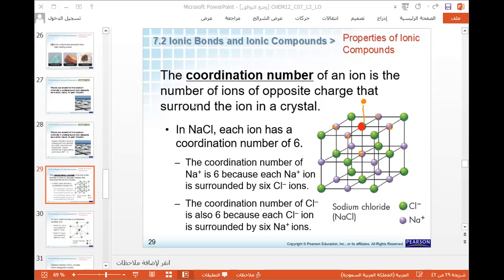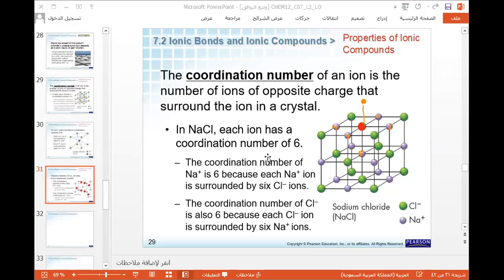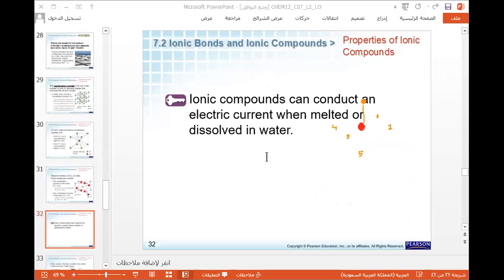Now, I want to ask you a question. The last property for ionic compounds, as mentioned here, who can read? Ionic compounds can conduct an electric current when melted or dissolved in water. Okay. Ionic compounds can conduct electric current when melted or dissolved in water.